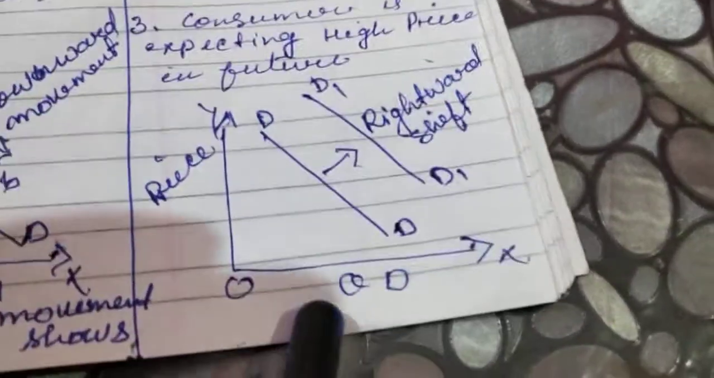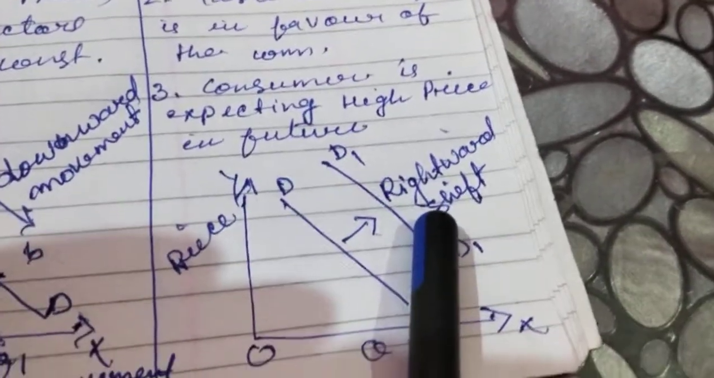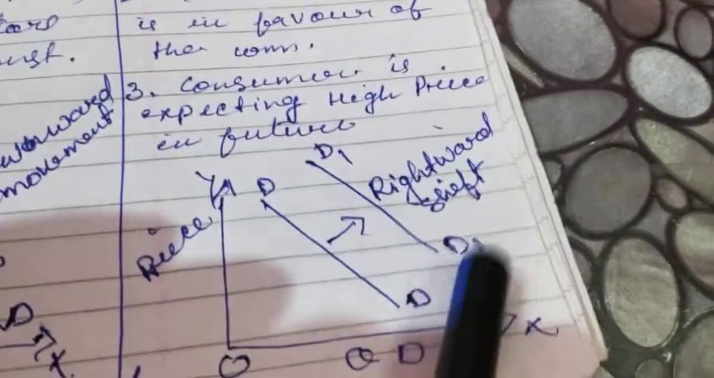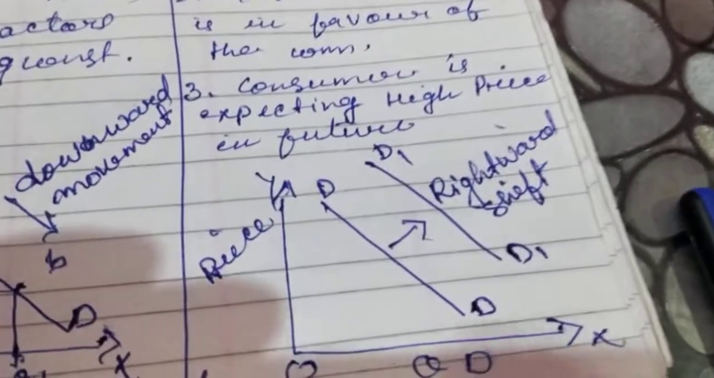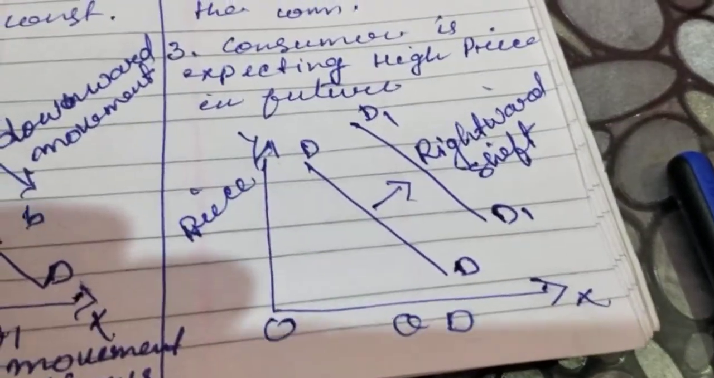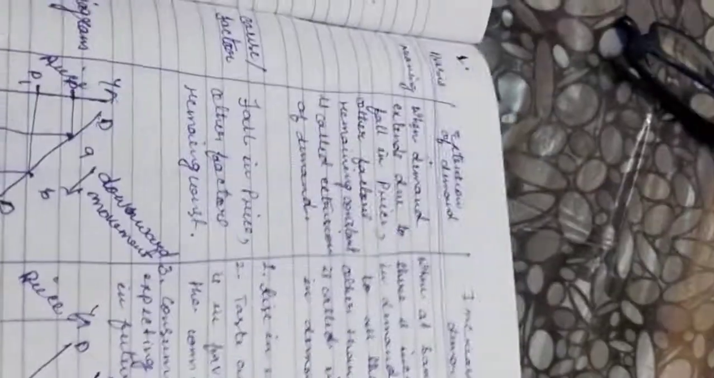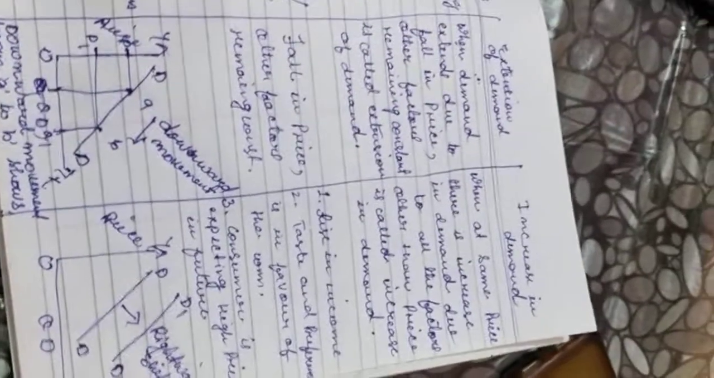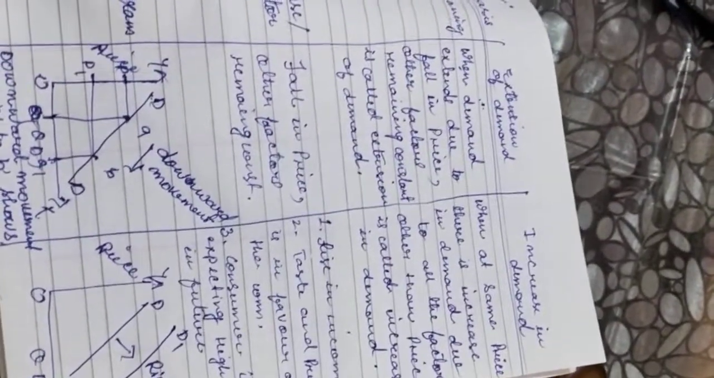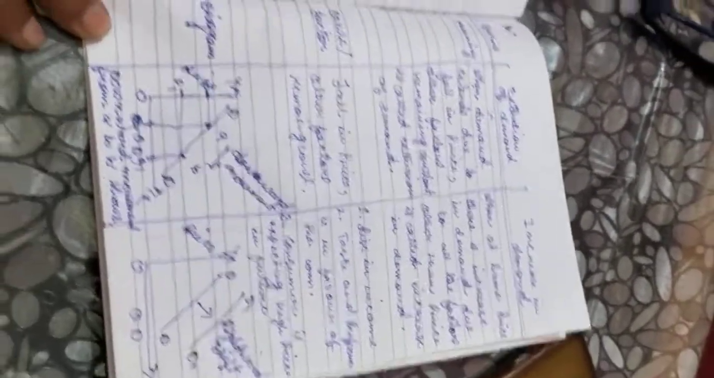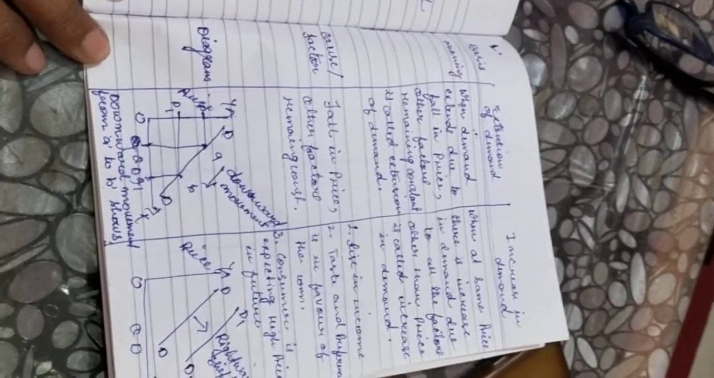All right. So now below the diagram, write down: rightward shift of the demand curve from DD to D1 shows increase in demand. Is it clear to all of you? So now this is your complete answer of distinction between extension of demand and increase in demand, and in the same format you have to write, children. Is it clear to all of you?